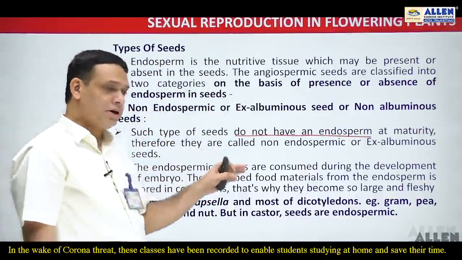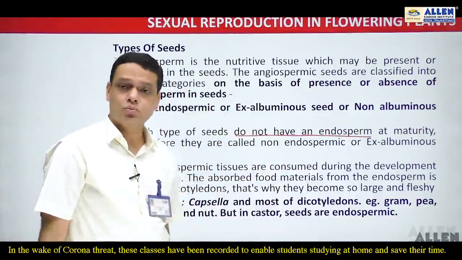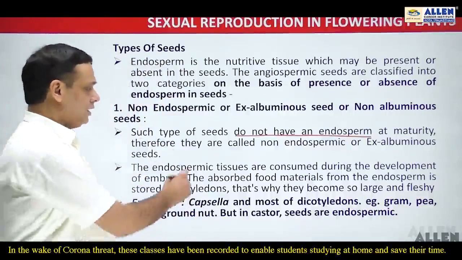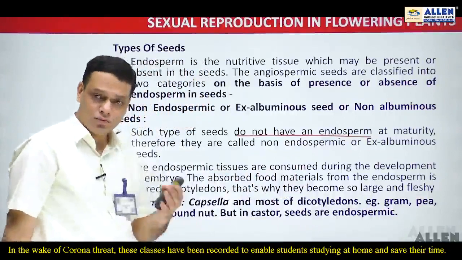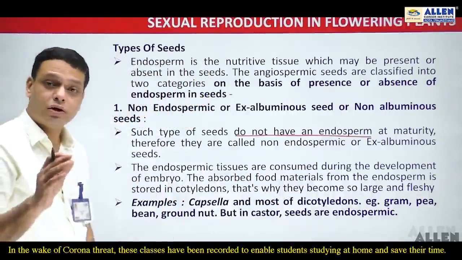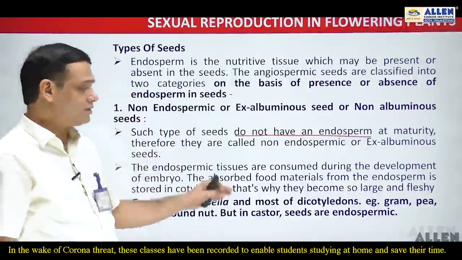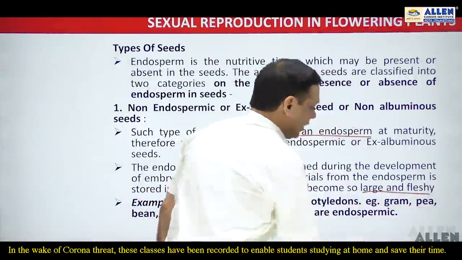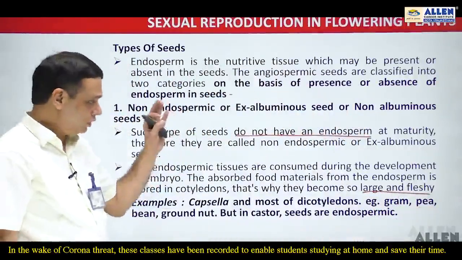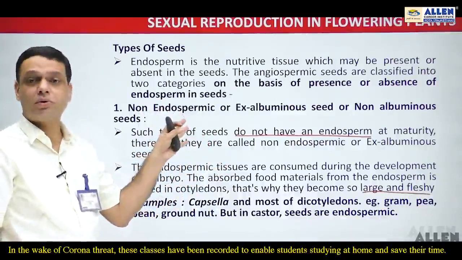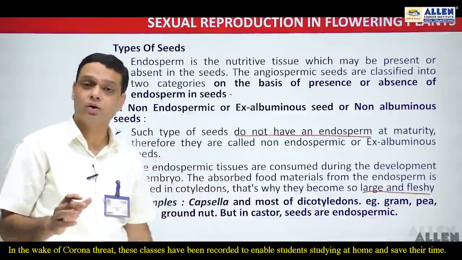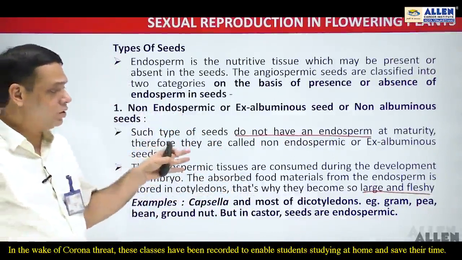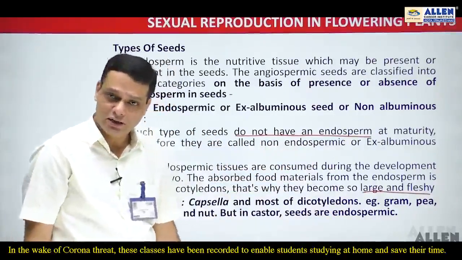When the endospermic tissue gets completely consumed during the development of an embryo, the absorbed food material from the endosperm gets stored in the cotyledons. So in such cases, the cotyledons are large and fleshy in nature. In plants where non-endospermic seeds are present, the cotyledons have the ability to store the food, and that's why they are large and fleshy.